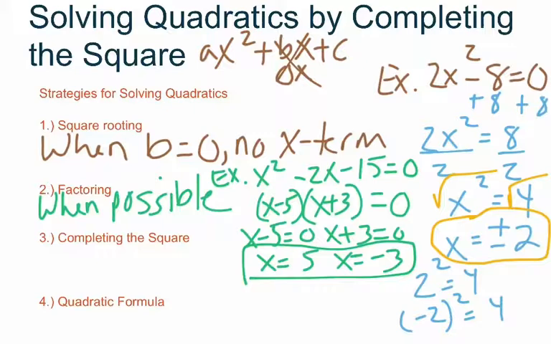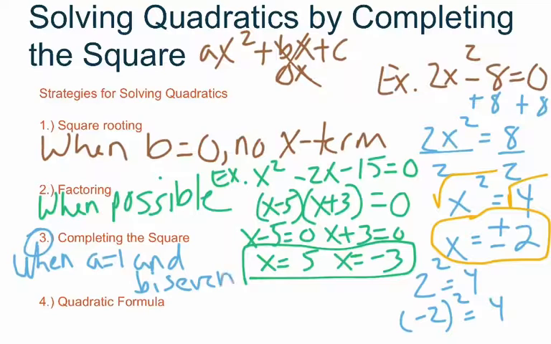Now we get to two other strategies, and today is going to be a focus on the third one, which is completing the square. Completing the square can be used anytime, but it's not good to use all the time. And so I'm going to put in here, you should consider completing the square when your A value is equal to 1 and B is even. So that is really messy there.